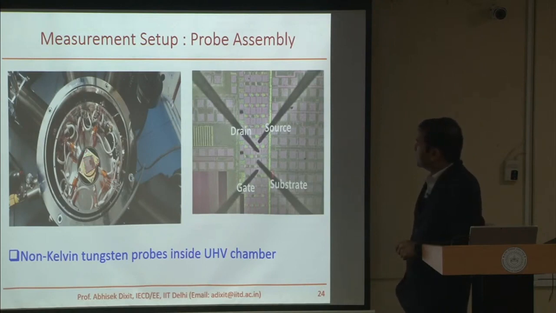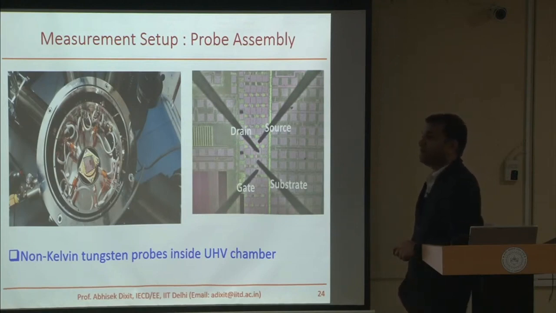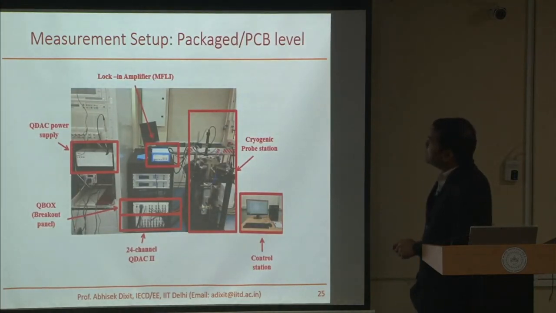Okay, so this is how these probes look on an actual device. But as I said, we have just 4 probes, and these are non-Kelvin tungsten probes, right? So it's not possible to use this kind of a setup to measure an actual qubit or even a working SET for that matter. So our package-based setup we have custom created. We customized this probe station.